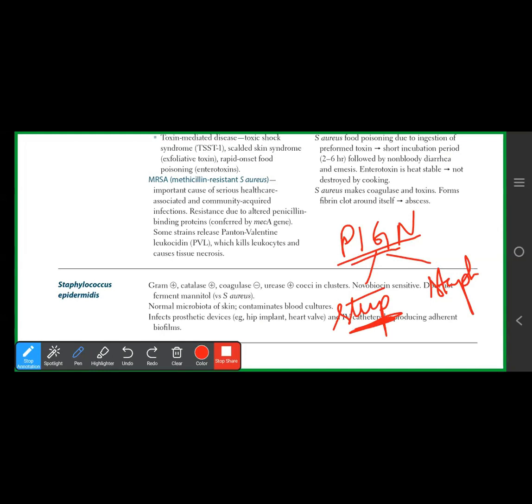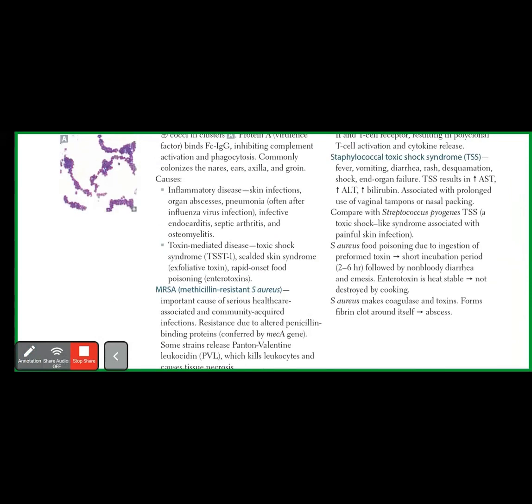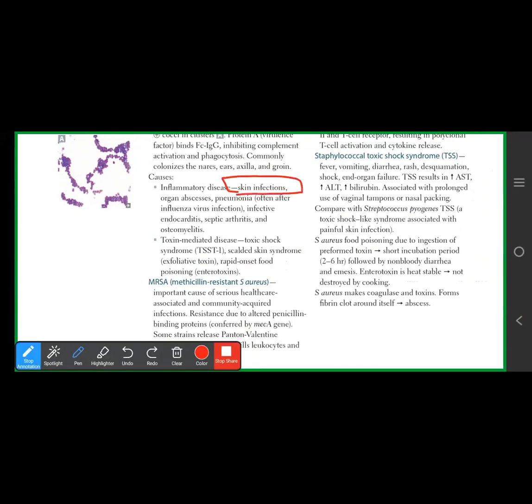So staphylococcal related means how will the patient come with the presentation? I told you there was an IV site and they had a skin infection. I gave you a presentation of skin infection.